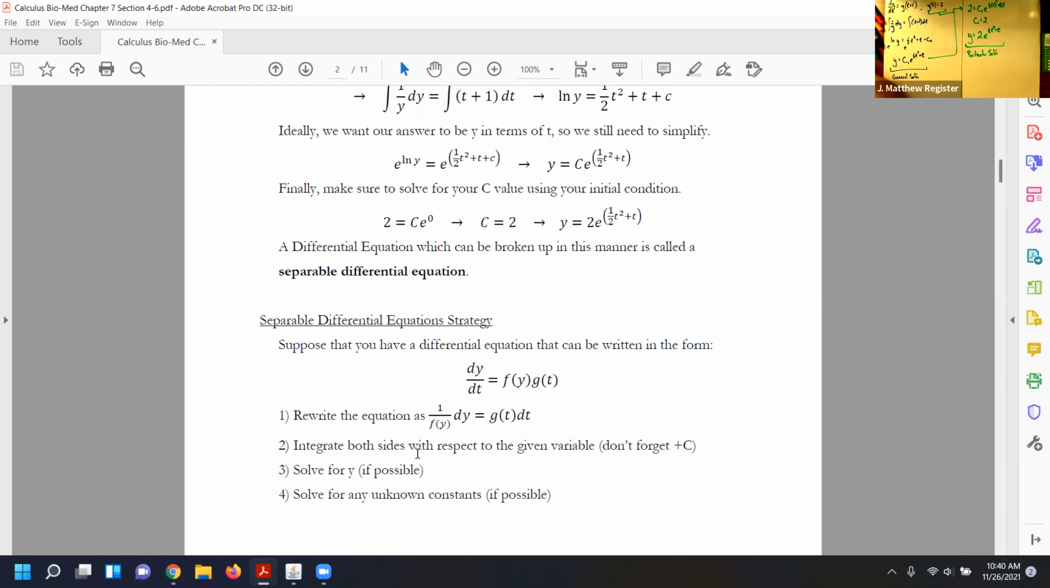Then we integrate both sides with respect to the variable, and don't forget the plus C. You don't need to put it on both sides, but you do need to include it on one of the sides. Then solve for y, if possible. It's not always going to be very nice or very possible, and so sometimes you'll just keep it as is. And then solve for any unknown constants if possible. And that's where, if it were an initial value problem, we could solve for whatever constants we have.